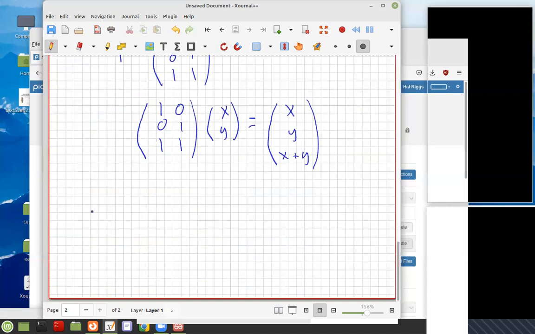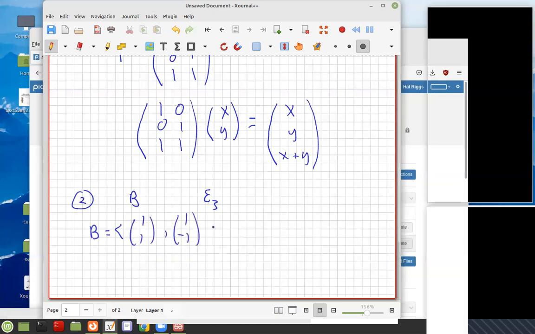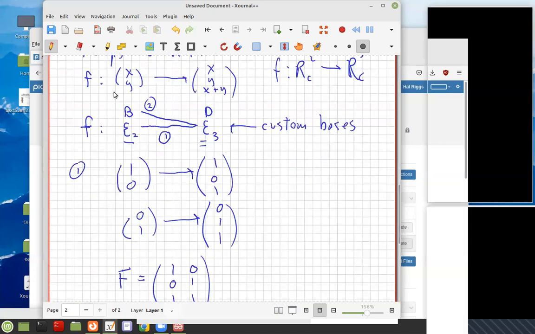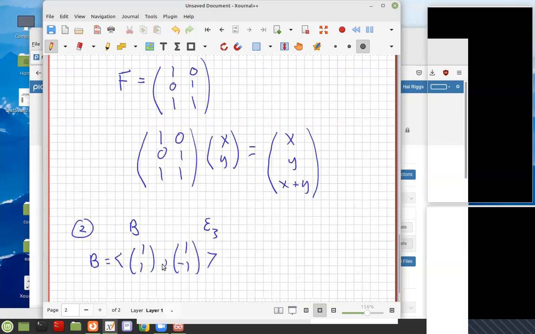Okay, let's do case 2. This is going to be the custom basis for R^2 and the standard basis for R^3. Let's say we're given the basis (1, 1), (1, -1). So we want to find the representation of this same map, but in this other basis.